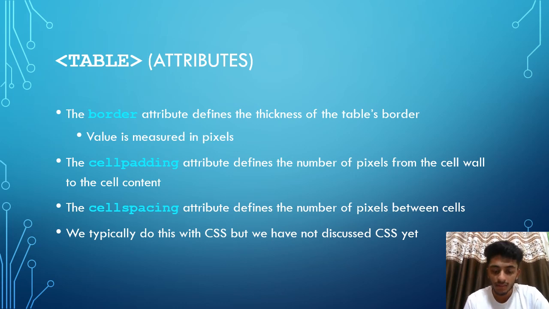Tables. Now let's discuss the attributes. The border attribute defines the thickness of the table's border. The value is measured in pixels. The cellpadding attribute defines the number of pixels from the cell wall to the cell content. The cellspacing attribute defines the number of pixels between the cells. So the space between each cell is called cell spacing, and cell padding is defined as the number of pixels from the cell wall to the cell content.